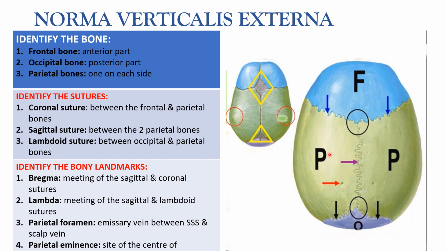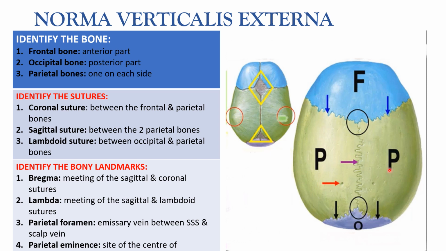This is the parietal bone, one here, one here. So we have one on each side. Again, we have the frontal bone, which forms the anterior part. We have the occipital bone, which forms the posterior part. And then we have the parietal bone, one here, one on the other side.